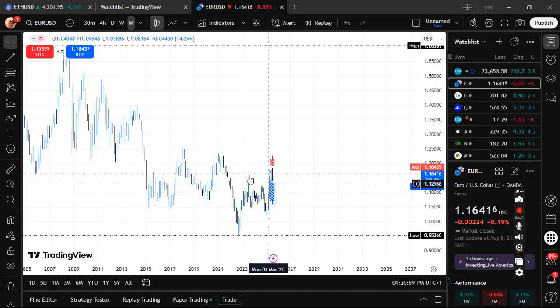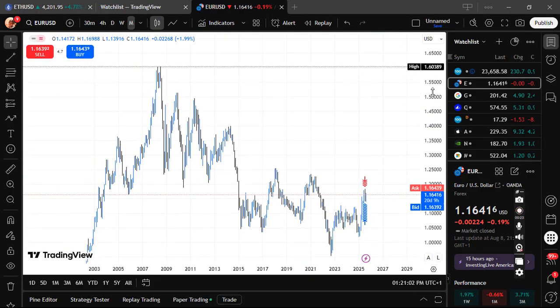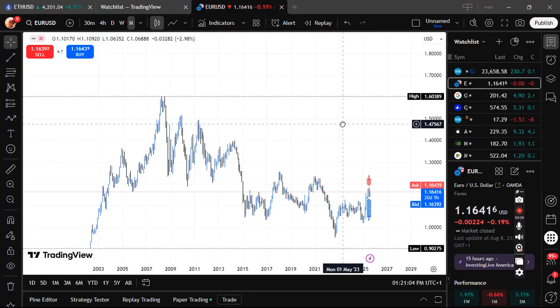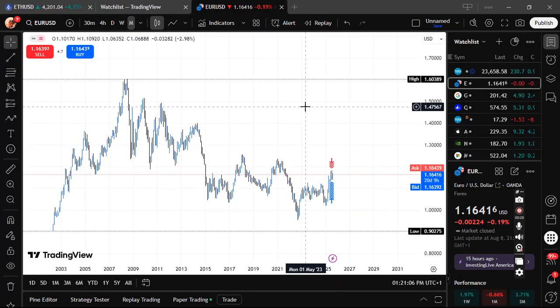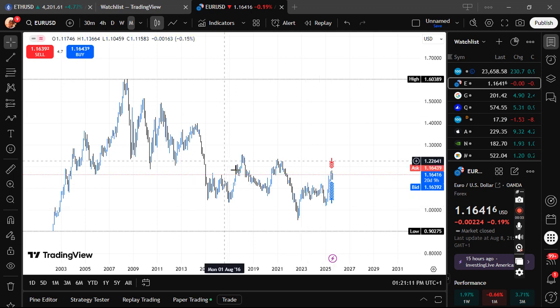So this is Euro USD. I like looking at the monthly time frame to see what's happening. Looking at the monthly time frame, we just see that we're in a downtrend. Market was a downtrend, then market range.